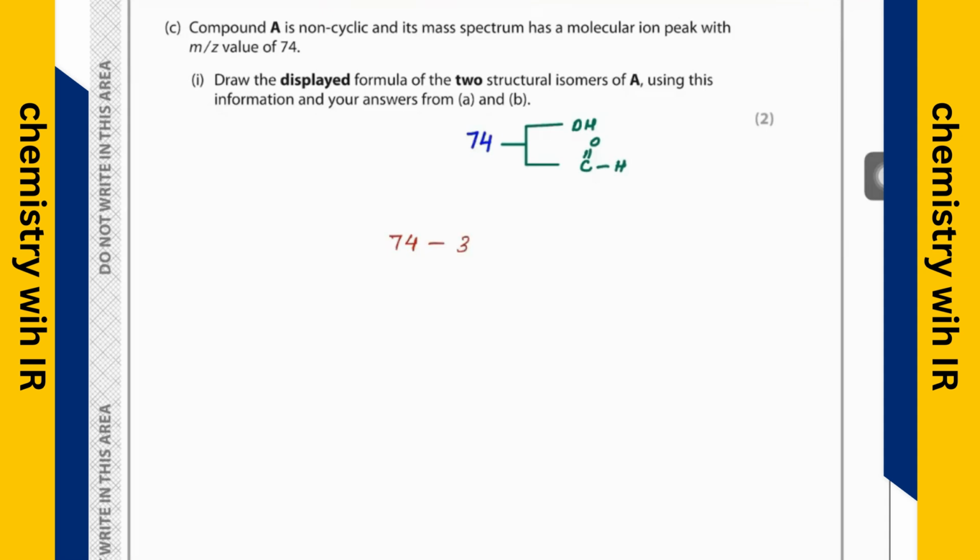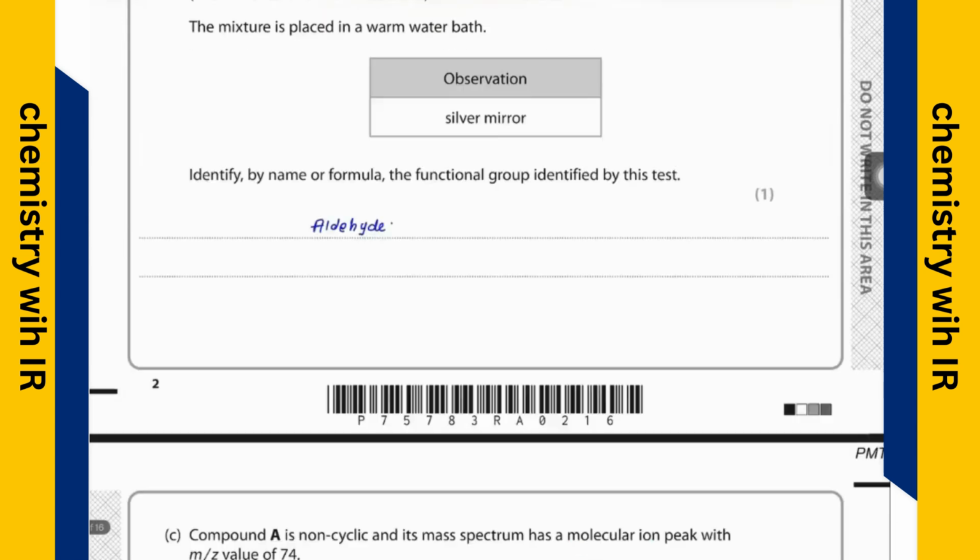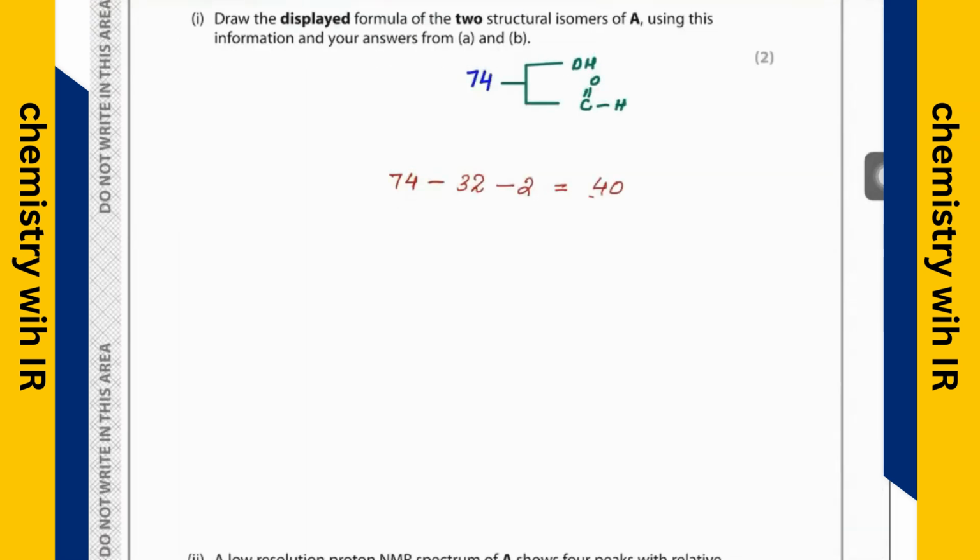So then 74 minus 2 oxygens, 2 oxygens is 32. What's the answer? 40. 40 divided by 12, because the mass of carbon is 12. What's the answer? 3.3, meaning 3 carbon atoms. So 12 times 3 is 36. So 40 minus 36 is equal to 4. So it's supposed to have 4 hydrogen atoms.